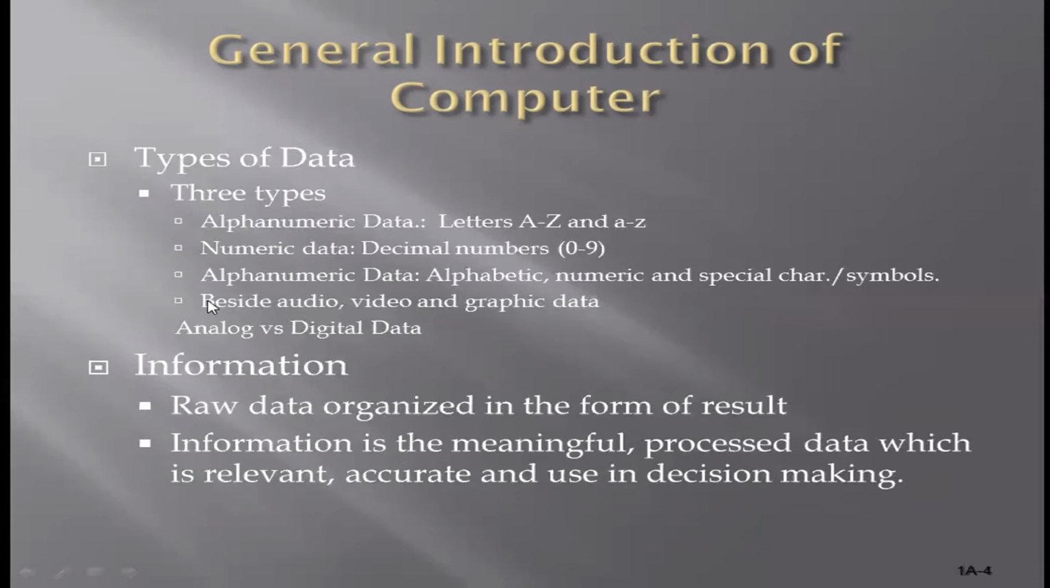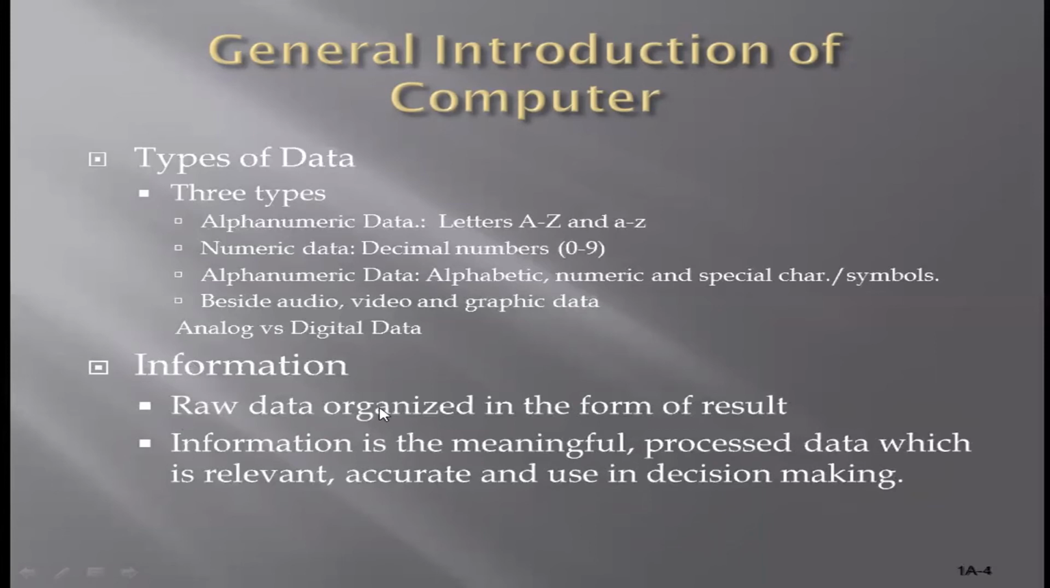Besides alphanumeric and textual data, there are also other types of data. For example, data in the form of audio, in the form of sounds, and data in the form of video. Data which has videos, movies, is called video data. And data which has only photos, images, is called graphical data. Analog versus digital data: we will read about analog and digital data in the later chapters. Now we move to information.